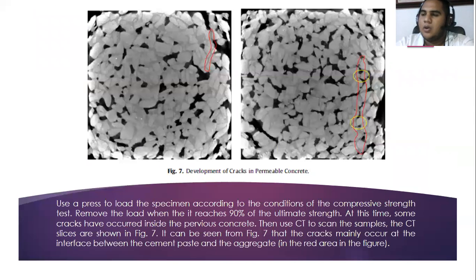The sample is loaded by means of a pressure decompression test. The load is removed when it reaches 90% of the maximum resistance, and the cuts are scanned with CT equipment as seen in figure 7. The cracks are mainly formed between the paste and the aggregate, in the area of the figure.